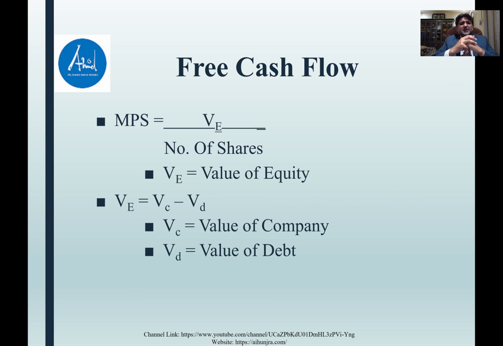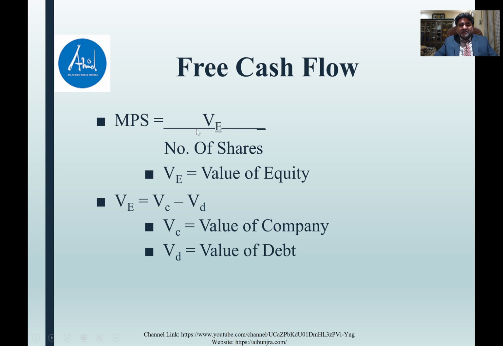So how can we find the market price per share by using the free cash flow approach? Its formula is the value of equity divided by the number of shares outstanding. The value of company is equal to the value of equity plus the value of debt, and in this formula we require the value of equity, not the value of company.